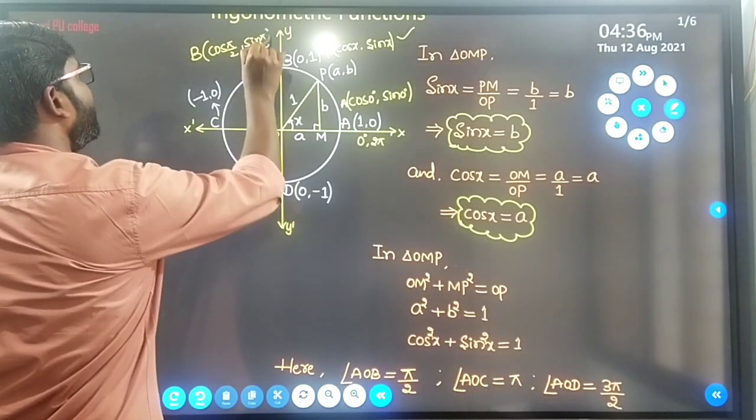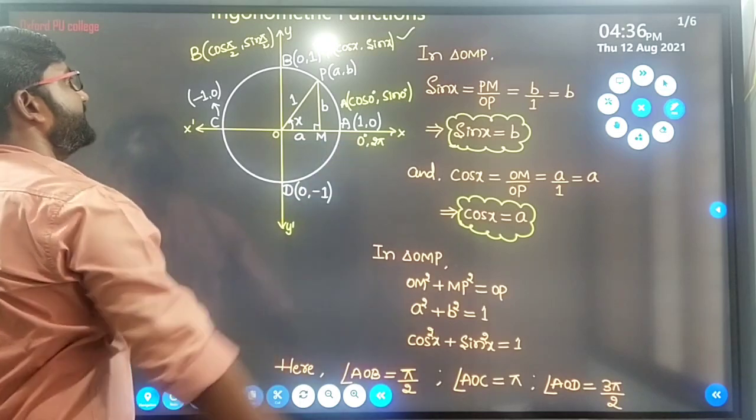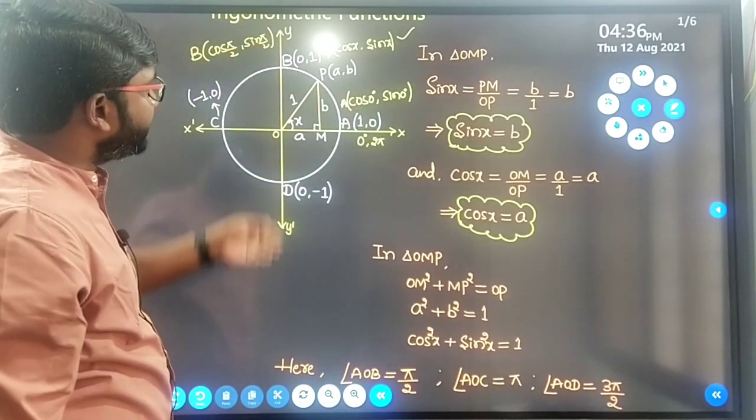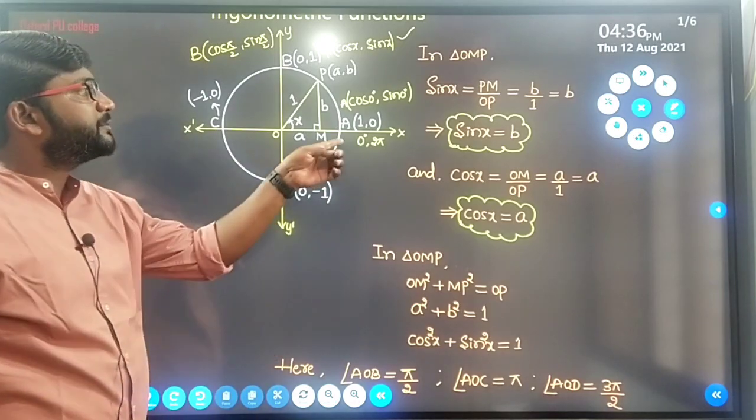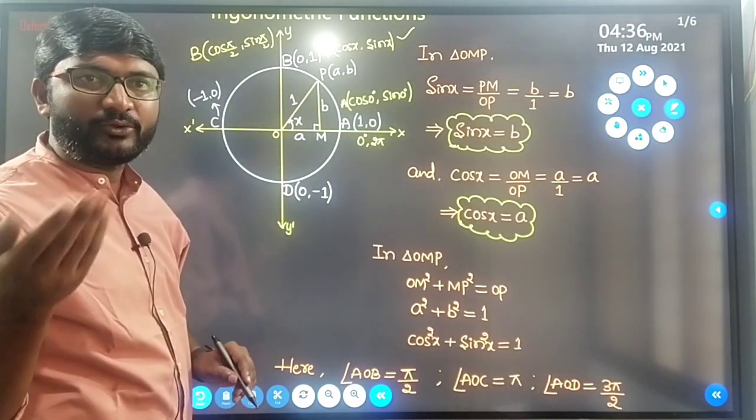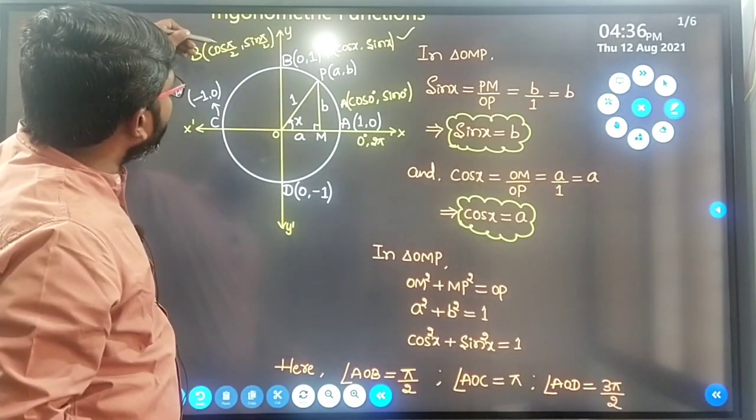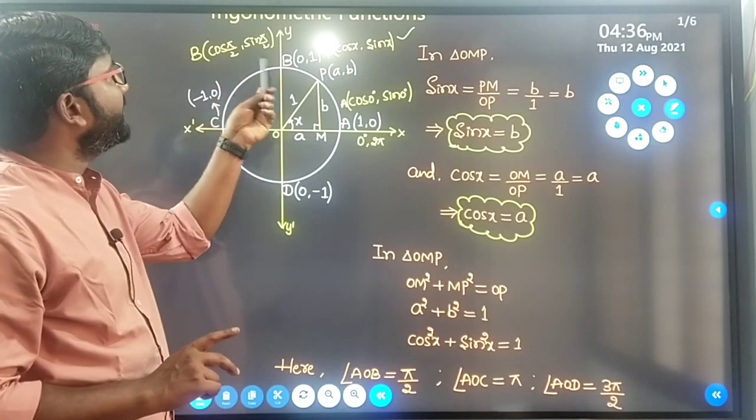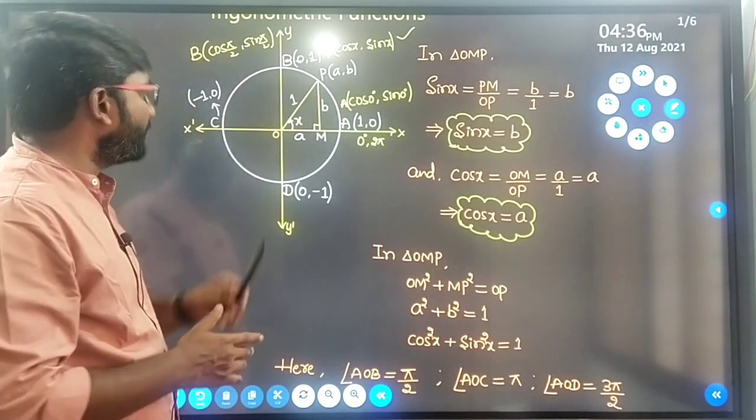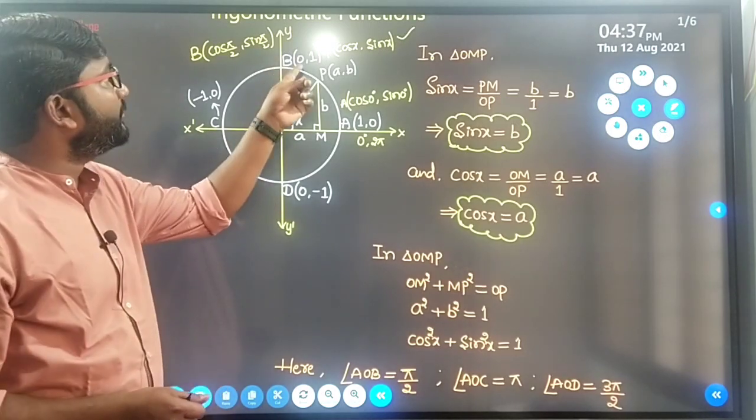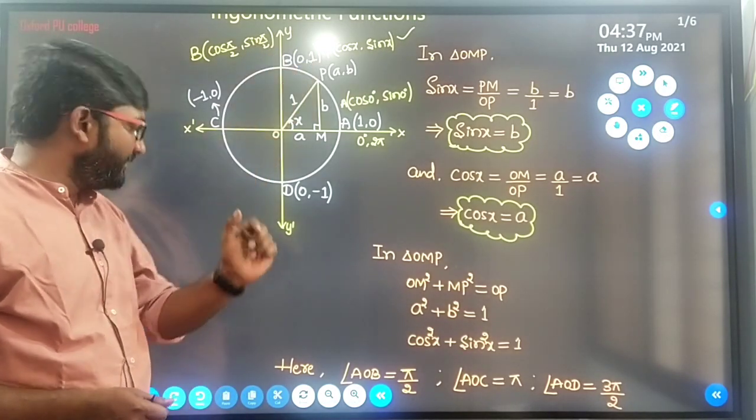It depends on the general point. The general point was cos x comma sin x. You are on the y-axis. On the y-axis means with respect to the x-axis it is making an angle of 90 degree or pi by 2 radian. So that is why I am writing cos pi by 2 comma sin pi by 2. So compare the corresponding x coordinate and y coordinate here. Cos pi by 2 value will be 0, whereas sin pi by 2 value will be 1.